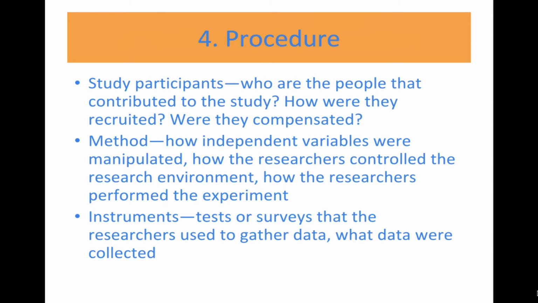Next, you have the procedure, and this is the who, the what, and the how of the research. So these study participants will include who was consulted, how they were recruited, were they compensated, what did they contribute to the study. There's also the method of how the research was conducted, how the different variables were controlled or manipulated, and how researchers performed the experiment.